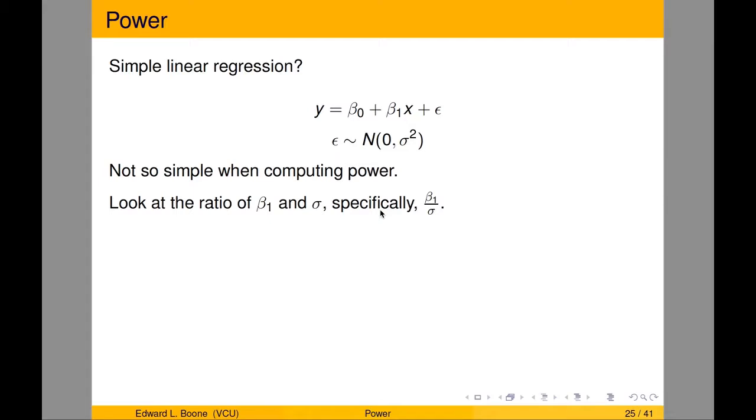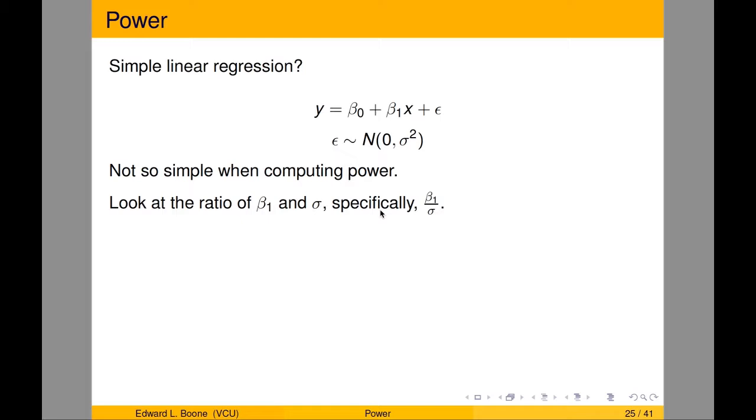Welcome to the next video in our series on power. Here we're going to do power for simple linear regression, and we're also going to do it for a random effects model. So you can see how to go about doing this from a pretty straightforward standpoint.